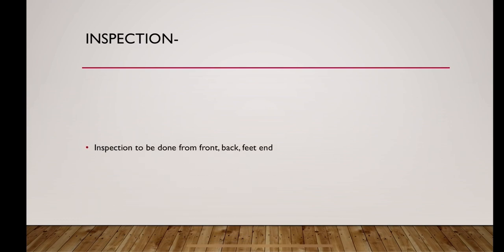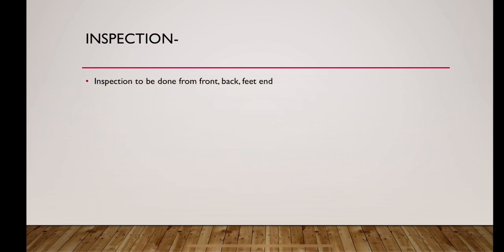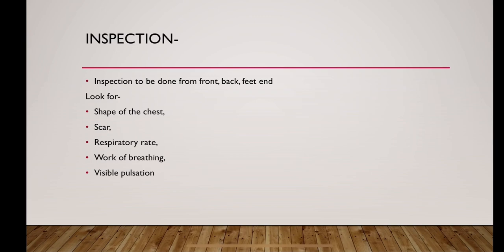Then start inspection. Inspection to be done from the front, from the back, from the foot end and from the head end. Look for what is the shape of the chest. Is there any bulging there or not? Is there any scar? What is the respiratory rate? And any work of breathing is there or not? And any visible pulsation. And also look for any rash.